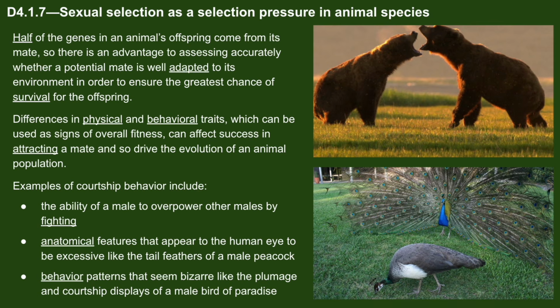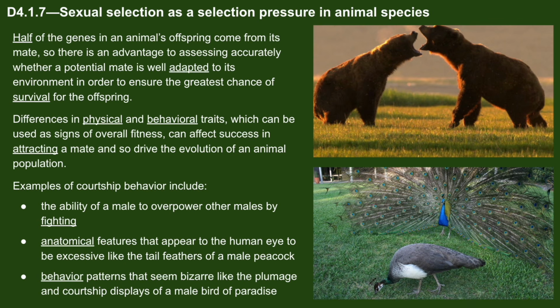Now, half of the genes in an animal's offspring comes from its mate. So there's going to be an advantage to assessing accurately whether a potential mate is well adapted to its environment in order to ensure the greatest chance of survival for the offspring. So if you are trying to invest in having the strongest offspring, they're going to be able to keep passing on your genes, you're going to want to choose a mate that is strong and healthy. And so we're going to see sexual selection come into play.